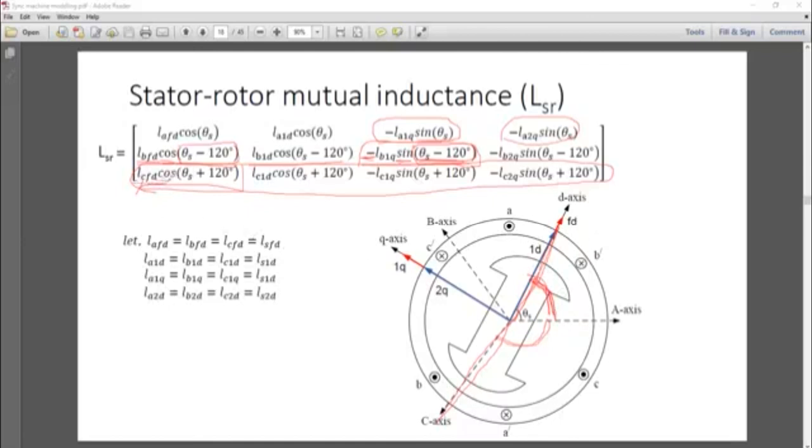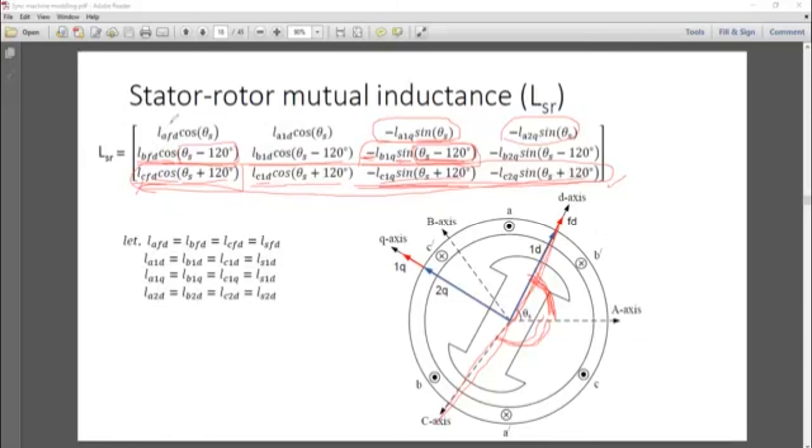So LCFD is cosine of theta s plus 120, and for C1D, because 1D and FD are along the same line, it would be 120 plus theta s. Similarly, for 1Q, you can calculate the sine components respectively. So that's it for these 12 entries.